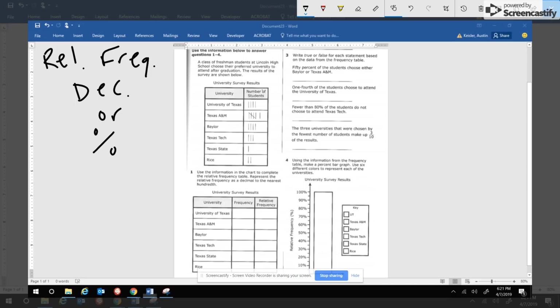So what we've got over here up in the top left, it says a class of freshman students at Lincoln High School choose their preferred university to attend after graduation. The results of the survey are shown below. So we've got each university in the left-hand column, and then on the right-hand column we have how many students chose that university. What we're going to do is down here at the bottom, we have what's called a relative frequency table. We're going to change those values into decimals, since this one's asking us for a decimal. Well, frequency is the easiest to do.